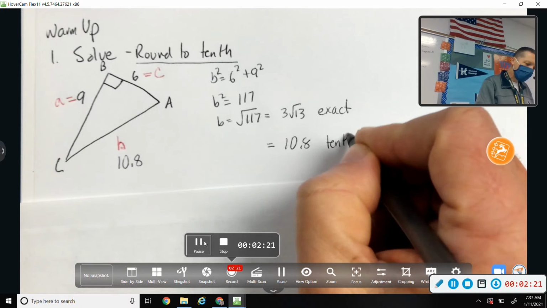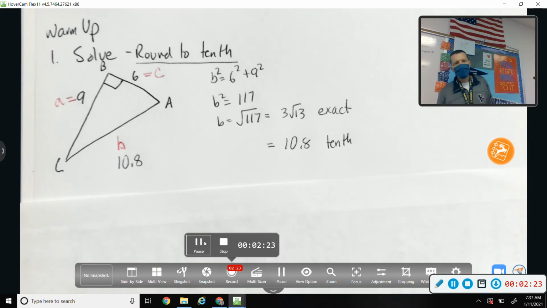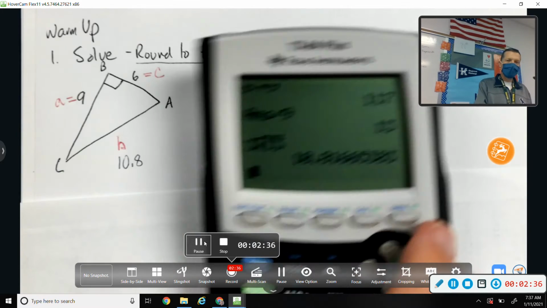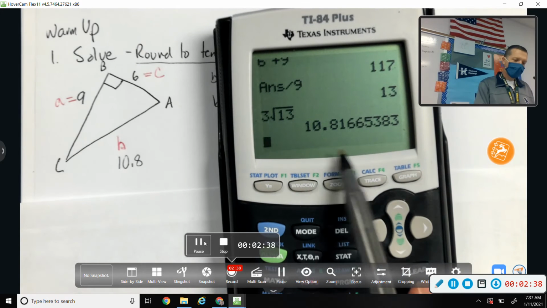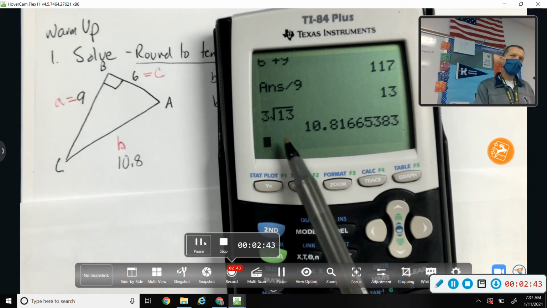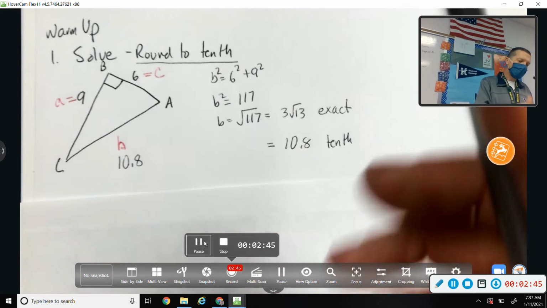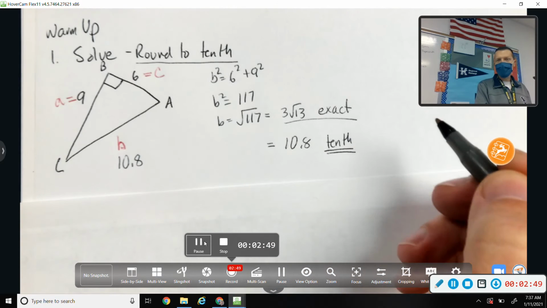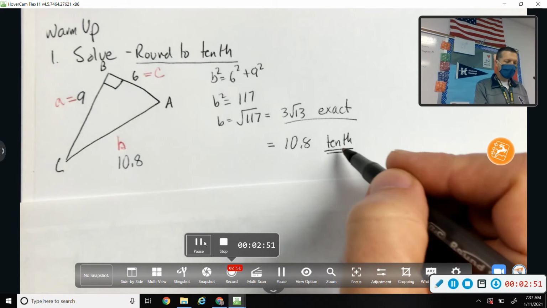That's the rounded answer. So I probably would accept an exact answer even if it said rounded to the 10th, because it's a more accurate answer. But the reverse would not be true. If it asked for an exact answer, you couldn't say 10.8 because that's not exact. In fact, there's no numbers you could round it to because that's not an exact answer. The exact answer is 3 square root of 13. So I think the test usually asks for rounded answers. That way, if you give the exact, that's fine. But if you want to round it, that's fine too.